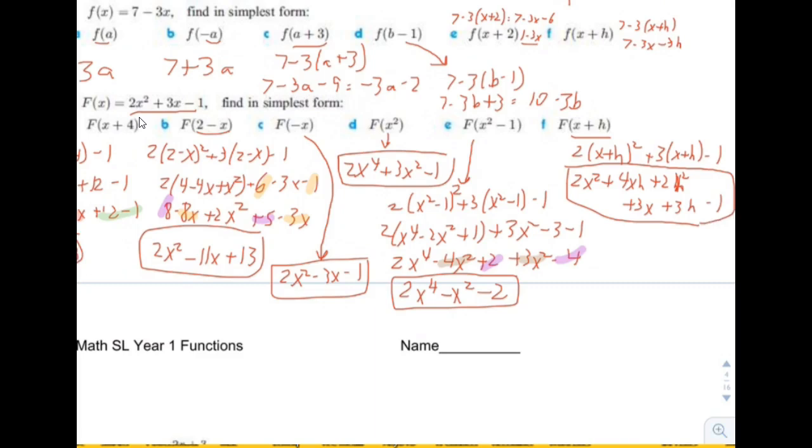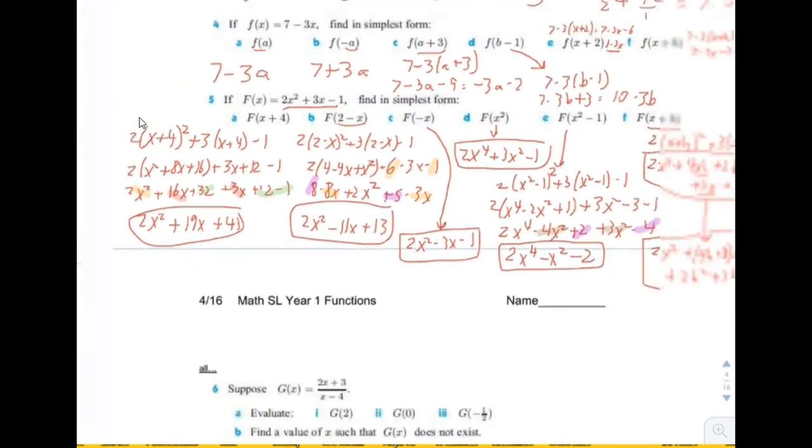If you wanted to, you can combine like the x terms. You could have 2x squared, and then you can combine this with this, so it would be 4h plus 3, 4h plus 3x, and then you would have plus 2h squared plus 3h minus 1. But that's not really improving it that much, right? That was page 3.